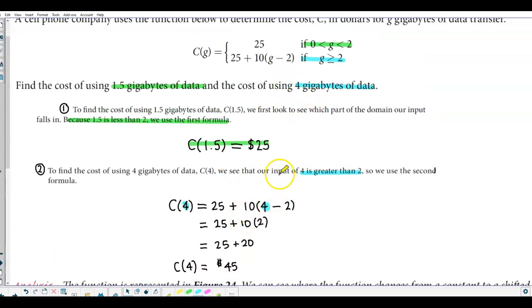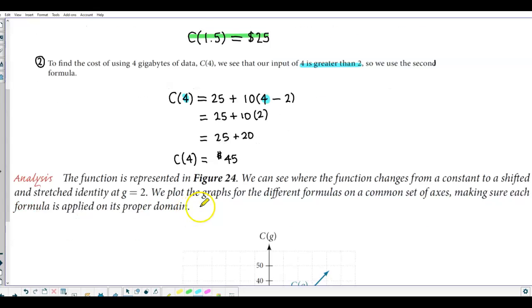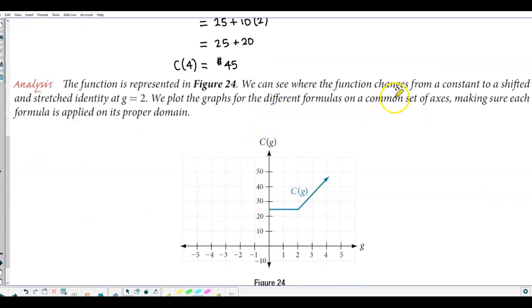So this represents what we call a piecewise function. Again, it depends on which particular input falls within which domain and what formula you have to use. Now, the function is represented in figure 24, and we can see where the function changes from a constant to a shifted and stretched identity at G equals 2. What I mean by that is, it's constant at the number 25 between 0 and 2. Then once we get to 2, anything greater is going to start increasing as you move to the right.